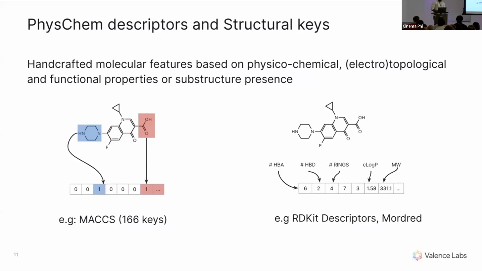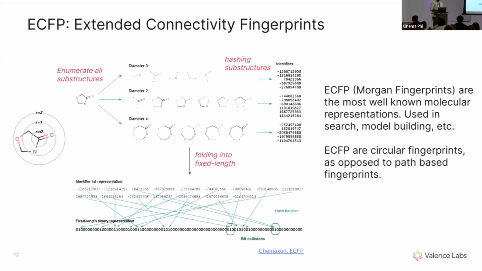And those are very fast to compute. And depending on your tasks, they can be a good baseline for you to try to improve upon. Okay, so outside of this handcrafted approach, there's also the ECFP, also known as Morgan fingerprints. And the idea is still similar to checking the presence of a substructure and putting 1 or 0, but it's a bit more advanced compared to that.